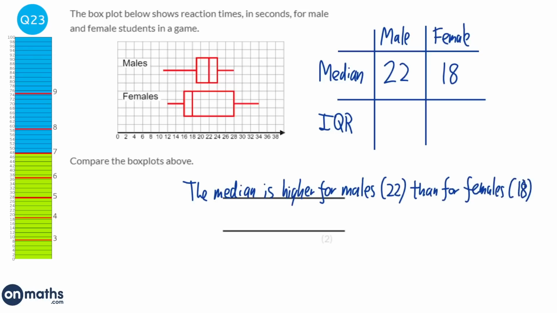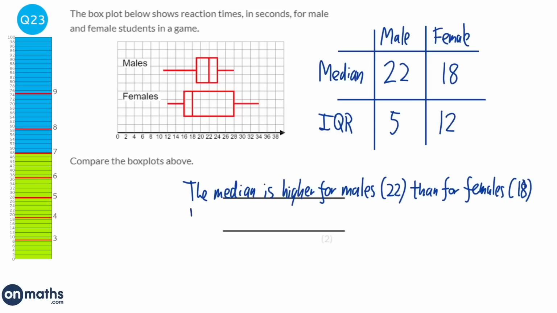Interquartile range is slightly harder because you need to do the distance between the upper quartile, which is this line here, and the lower quartile, which is this line here. And so that would be 24 take away 19, which would be 5. And for the females, it would be 28, which is this one here, take away 16, which is this one here, and that will give you the answer of 12.